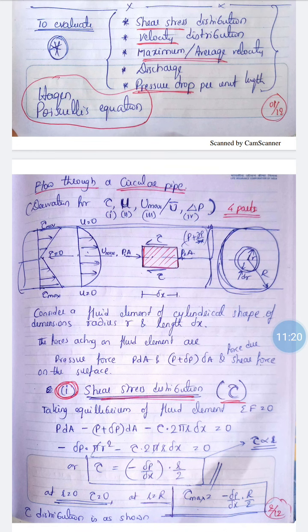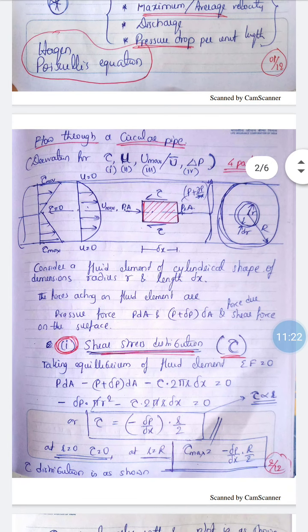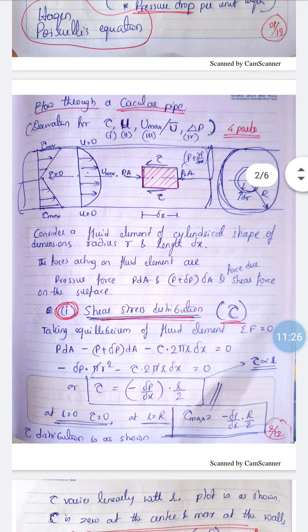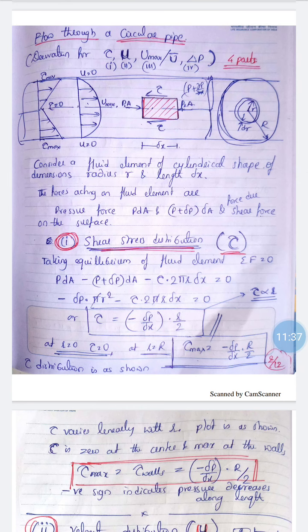Now, to get the equation for shear stress, you just take the summation of all the forces equal to 0. It is very simple: P dA minus (P plus delta P) dA minus tau into 2 pi r dx. This is very important. The surface area of the cylinder is 2 pi r into delta x, where delta x is the length of the cylinder. So we get the equation for shear stress.